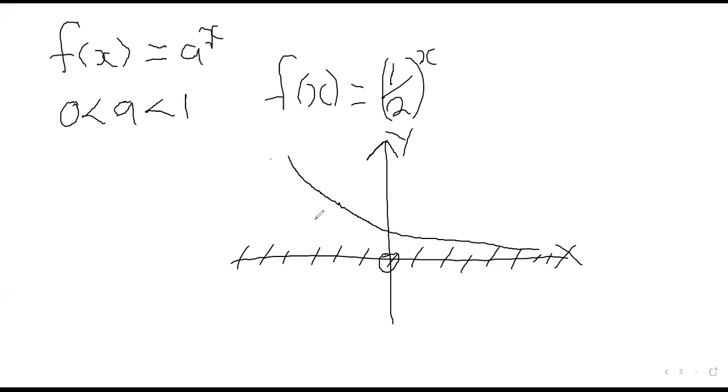We just have to know the intercept there. Where is it cutting along the y-axis? It's cutting at 1. When x is 0, plug a 0 there, you're going to have 1/2 to the power 0, and 1/2 to the power 0 is 1. So that's what we are going to have there.